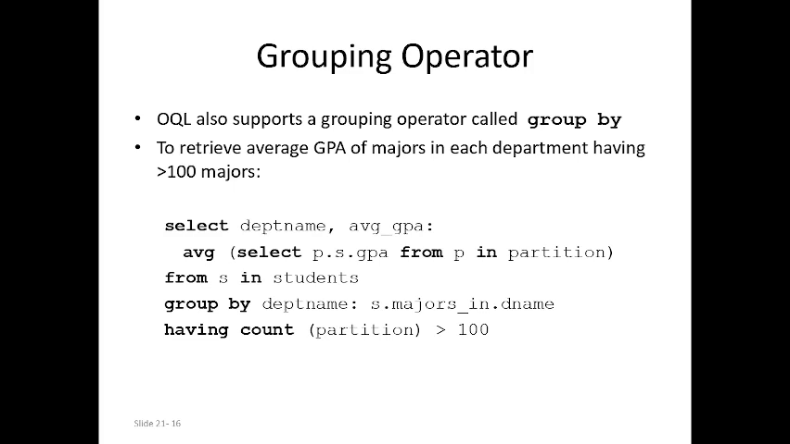The grouping operator, the group by clause in OQL, although similar to the corresponding clause in SQL, provides explicit reference to the collection of objects within each group or partition. We can see an example to retrieve the average GPA of majors in each department having more than 100 majors.